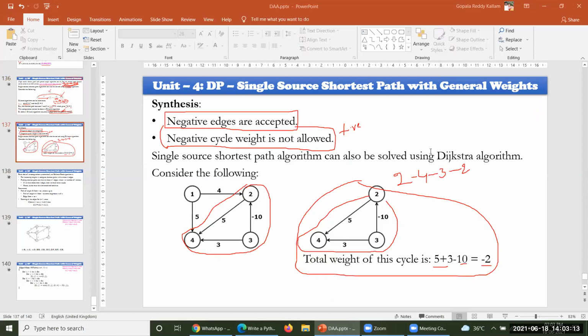Okay, yesterday we have seen something like this. If there are negative edges and the cycle value is negative, then the Bellman Ford algorithm cannot give you a perfect answer. So thereby, it could not be considered for doing this kind of operation in the Bellman Ford algorithm.